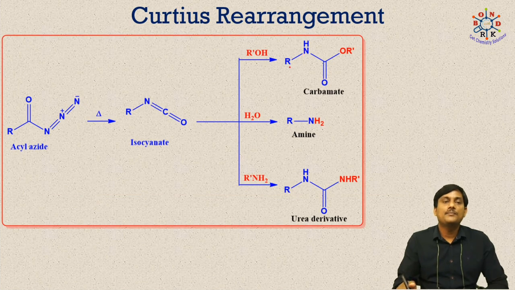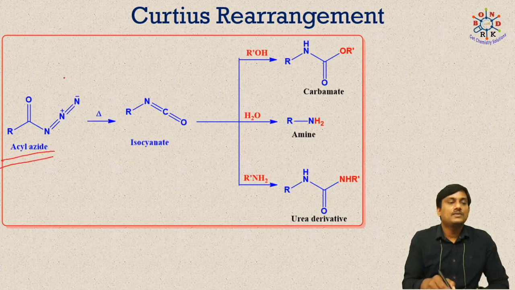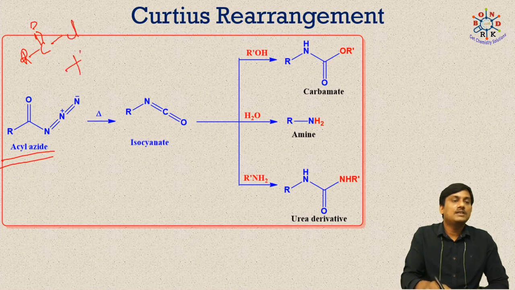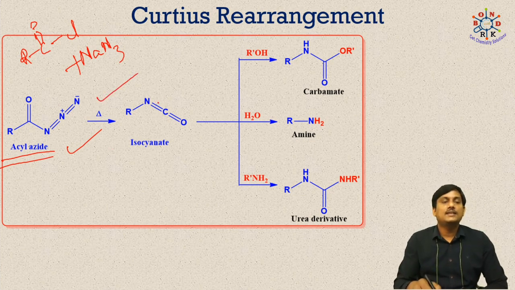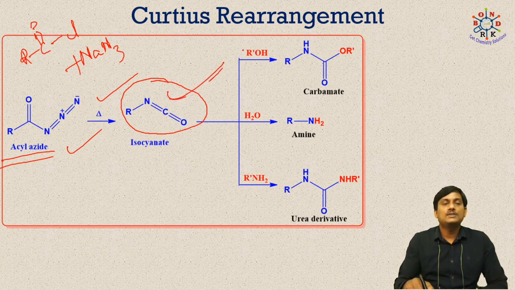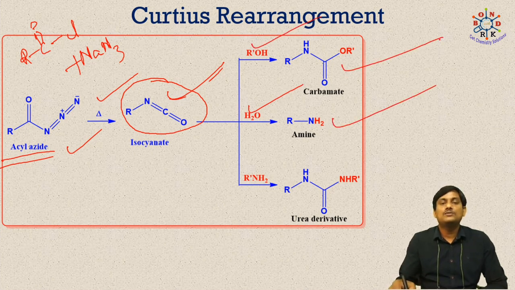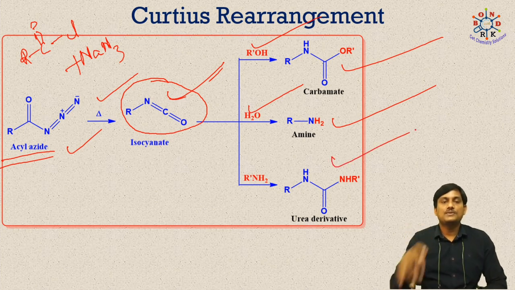Curtius rearrangement. In this rearrangement, we have to take acyl azides. Acyl azides can be obtained from RCOCl. When you treat RCOCl with sodium azide, you will get acyl azide. When you heat the acyl azide, you will get isocyanate. The conversion of acyl azide to isocyanate is called Curtius rearrangement. When you treat isocyanate with different nucleophiles, with H2O you will get amine. When you treat with alcohol, you will get carbamate. And when you treat with amines, you will get urea derivatives.